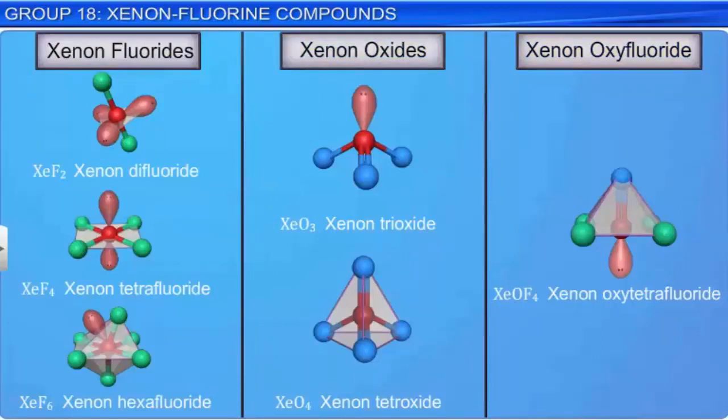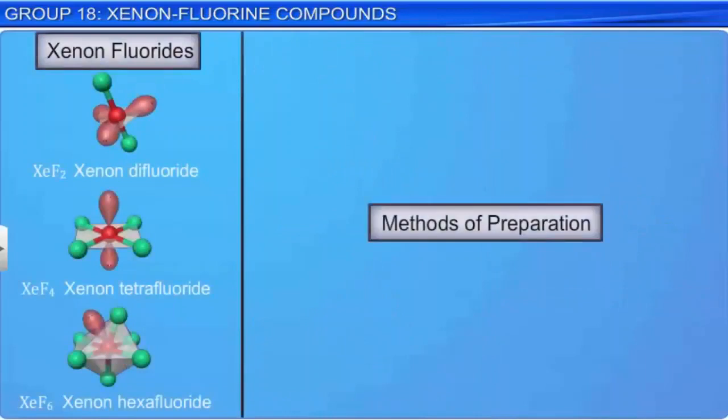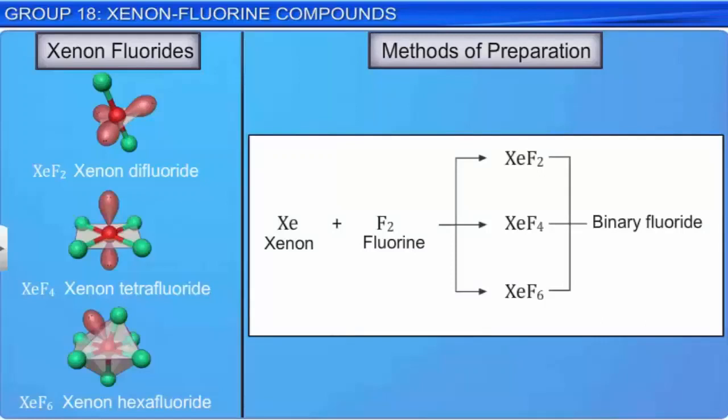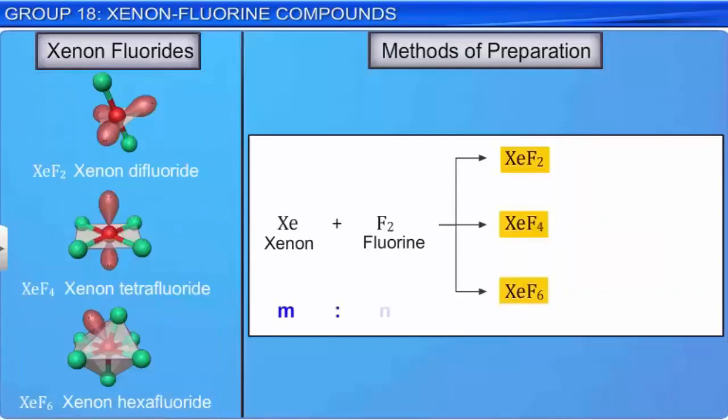Let us first discuss the methods to prepare xenon-fluorine compounds. Xenon directly reacts with fluorine to form a binary fluoride, which may be xenon difluoride, xenon tetrafluoride or xenon hexafluoride. The product depends on the ratio in which xenon and fluorine react.